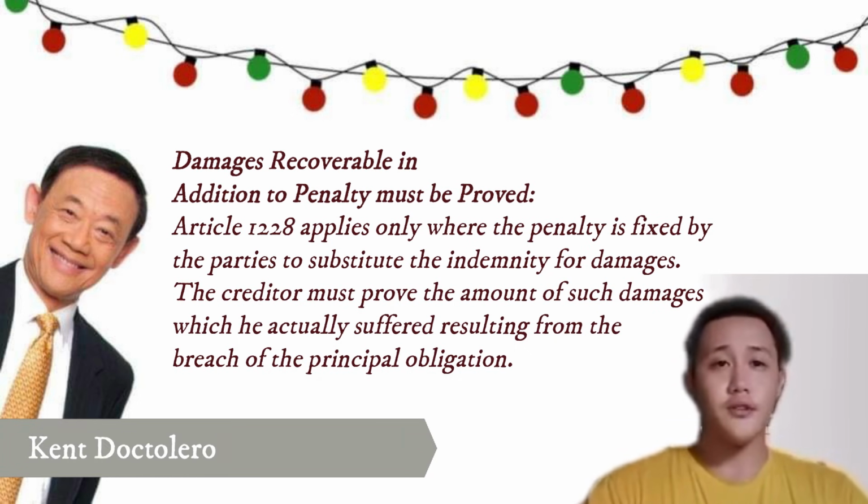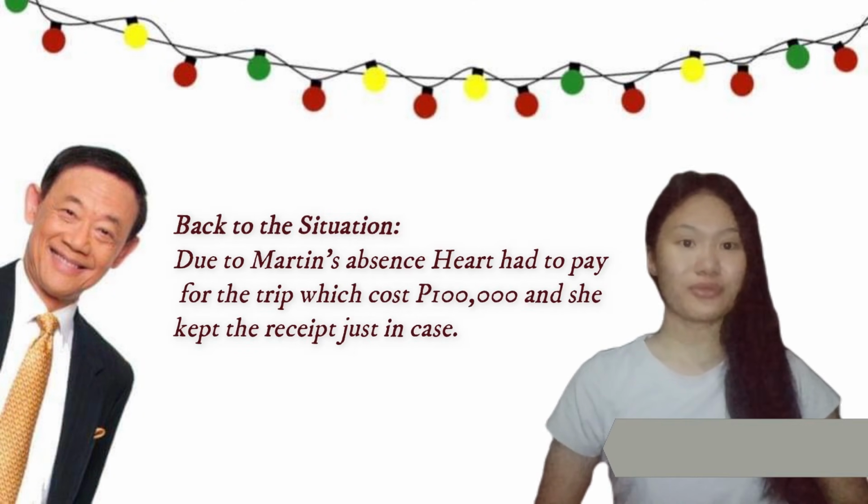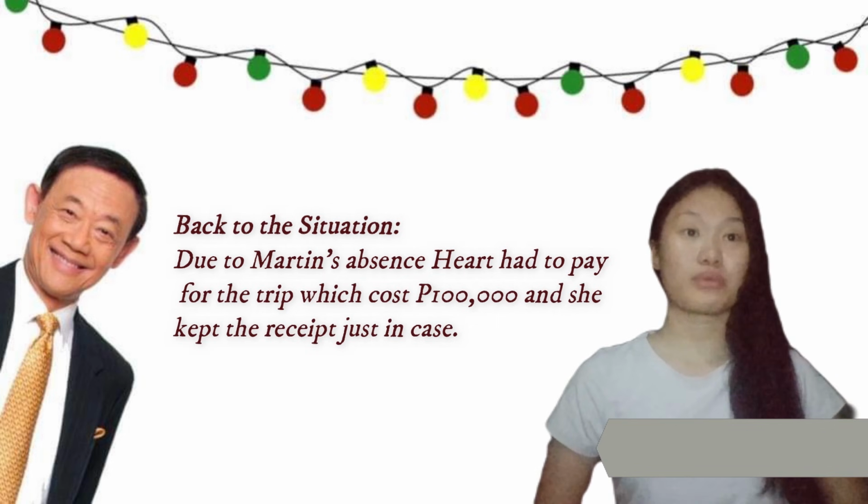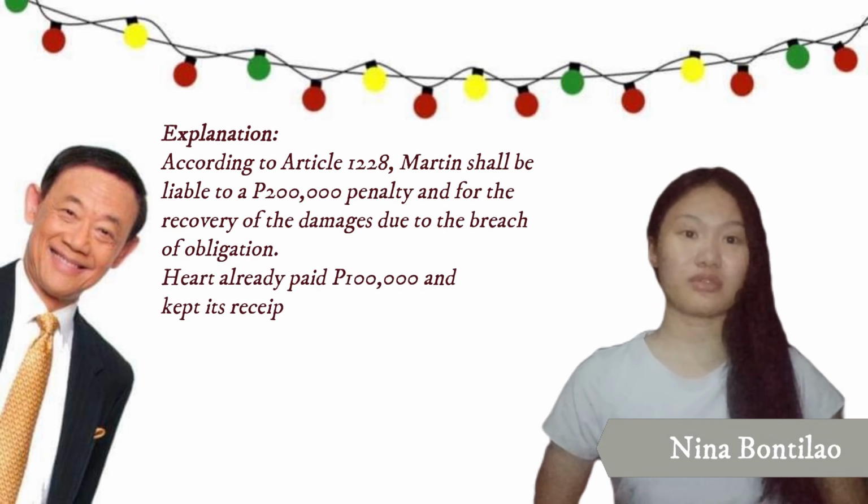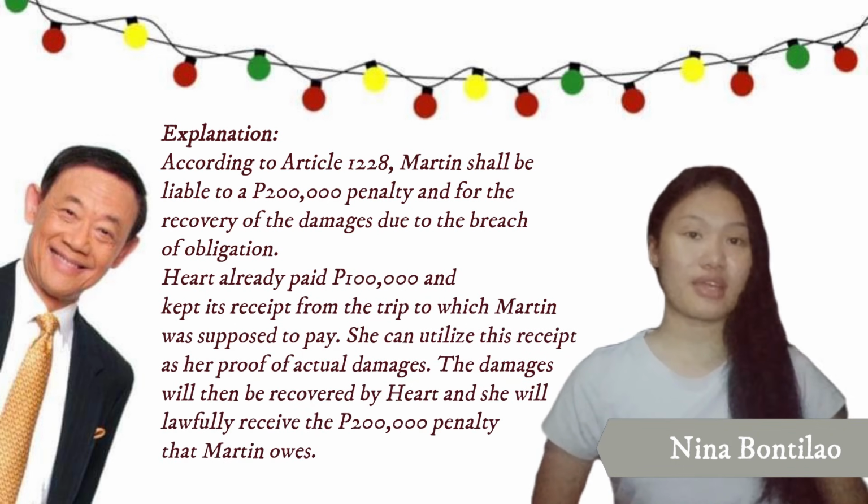Article 1228 applies only where the penalty is fixed by the parties to substitute the indemnity for damages. The creditor must prove the amount of such damages which he actually suffered resulting from the breach of the principal obligation. Since Article 1228 states that there is no need for the creditor to have proof of damages, Martin shall be liable to a 200,000 penalty and for the recovery of damages due to the breach of obligation.